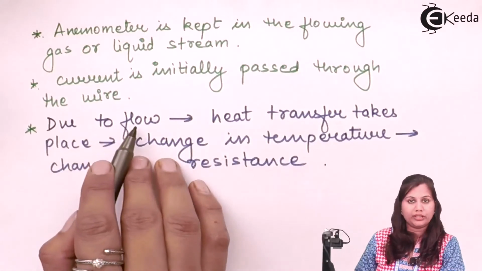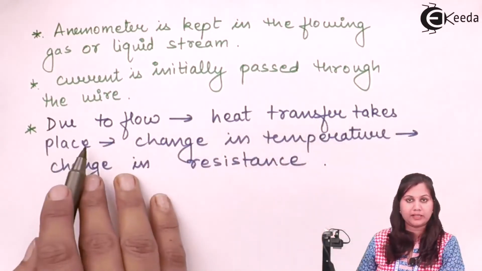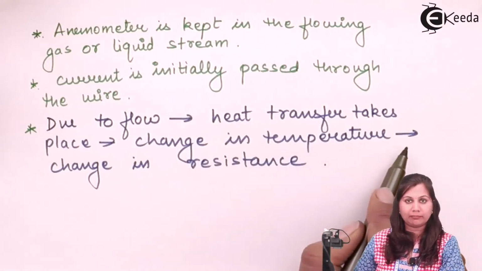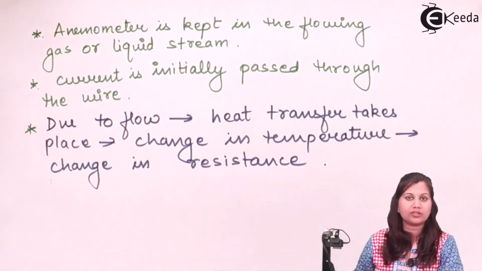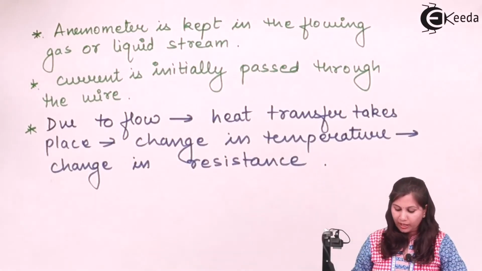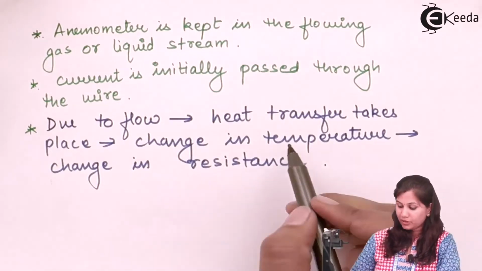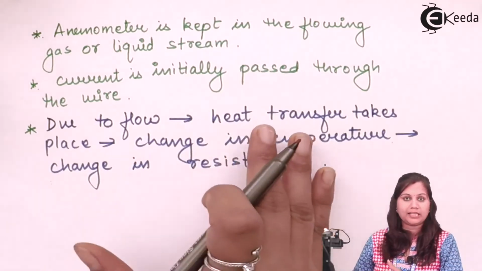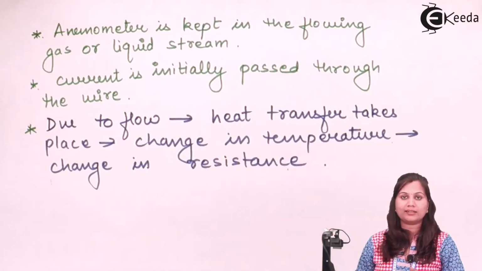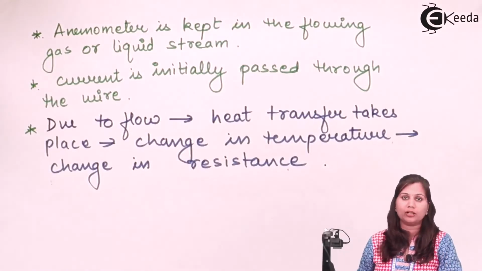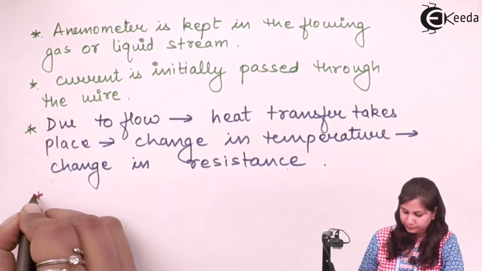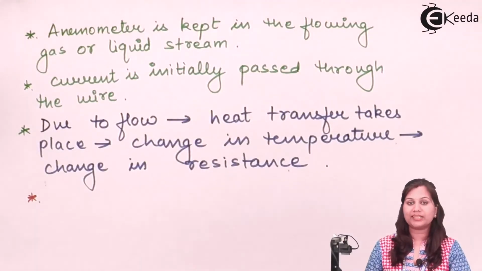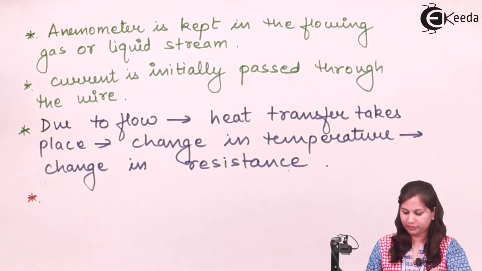So due to the flow of the liquid or the gas, heat transfer takes place from the sensing wire to the fluid, and due to that there is a change in temperature, and this change in temperature causes a change in the resistance. Now here our principle is to maintain this temperature and the resistance as constant, and because we are maintaining the temperature as constant, that is why this method is called the constant temperature method.